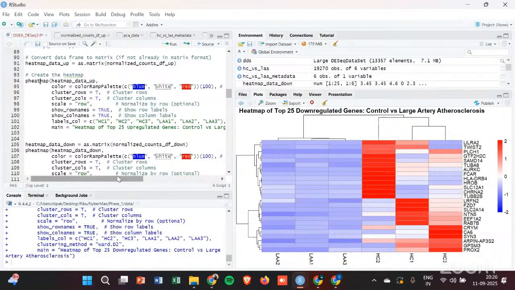When you try running this, try it without the scale equal to row, and see if the graph is as intuitive as with scale equal to row. Yes, I'll try and compare.